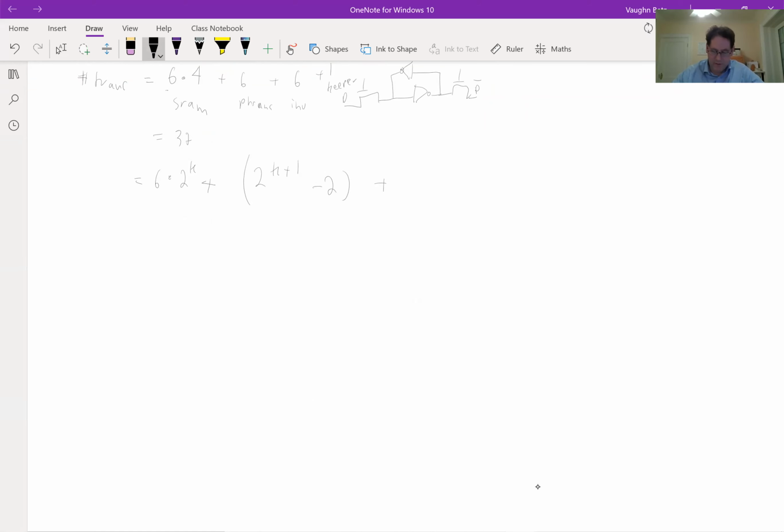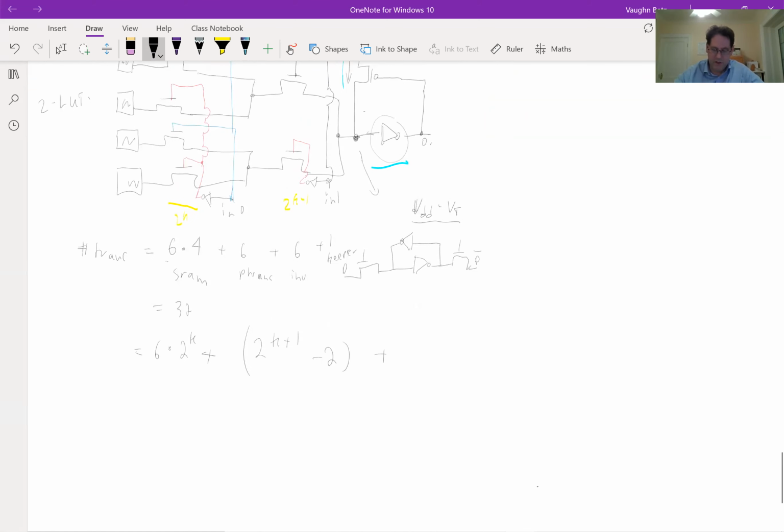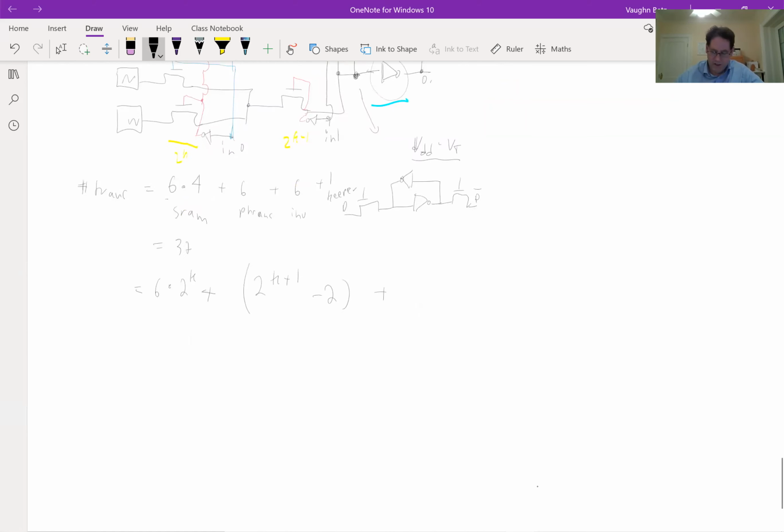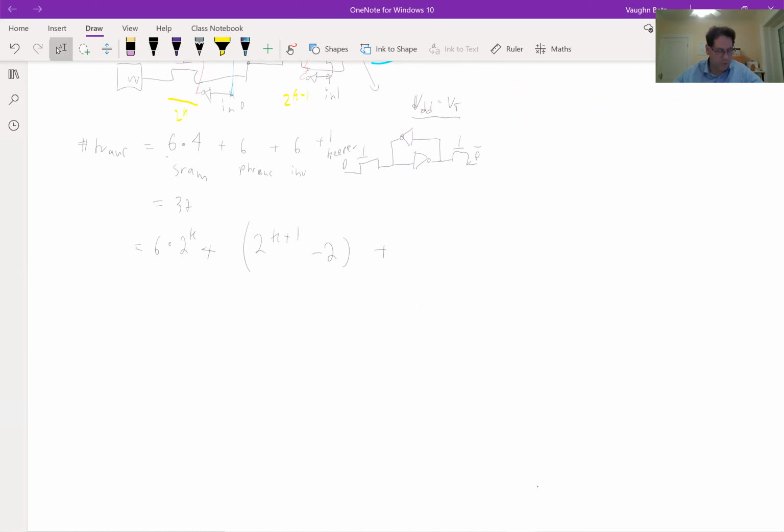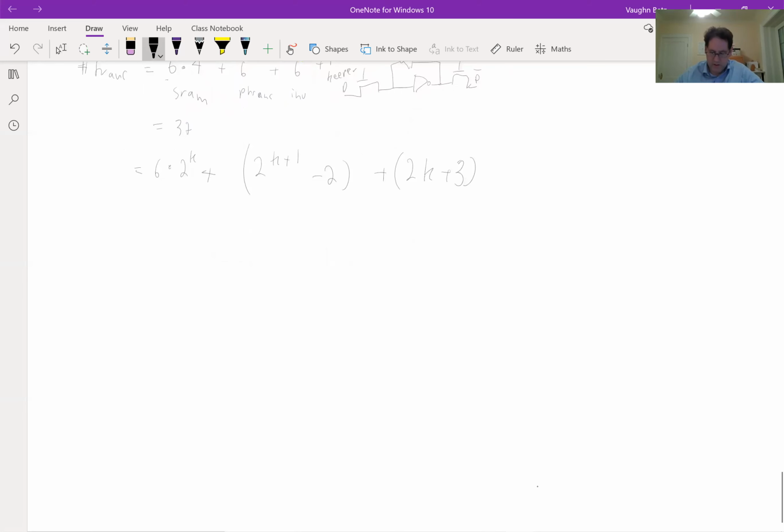Okay, and then we have the inverters. The number of inverters we need for this is equal to the number of inputs plus the number of outputs, which is 1. So it's just K plus 1 inverters. And then we have one more transistor for that weak keeper. So that's 2K plus 3 more. All right. So just like we saw before, this is exponential in K, which means we can't make really big lookup tables. It's going to take a lot of area.